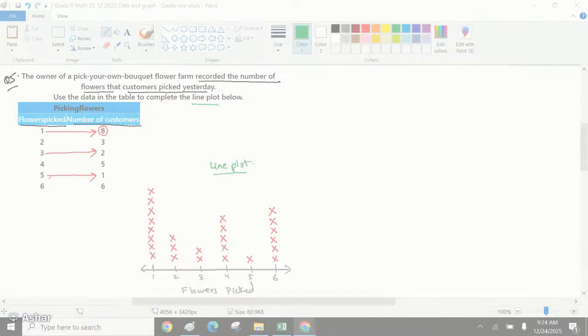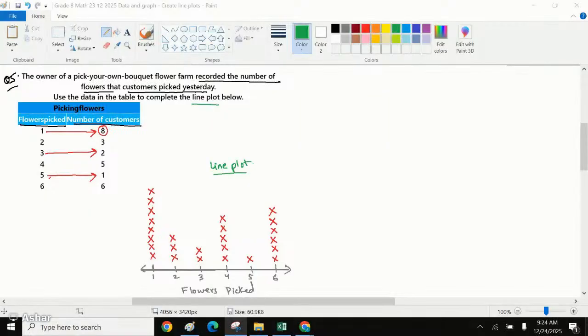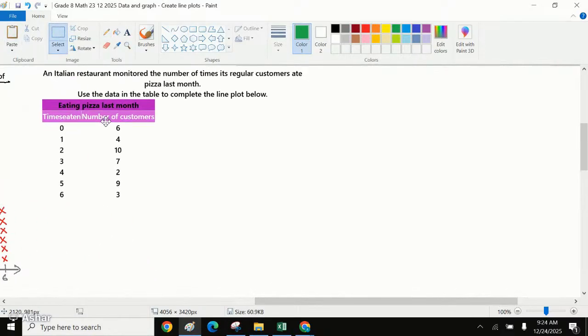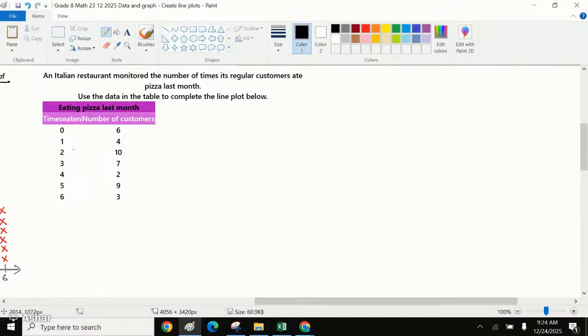Okay, it says that an Italian restaurant monitored the number of people coming in and going. This would be question number 6. It monitored the number of times a regular customer ate pizza. So number of times eaten against number of customers. 6 customers did not eat a pizza, right? It's like this: 0 pizzas, there was no order made by 6 customers, right?